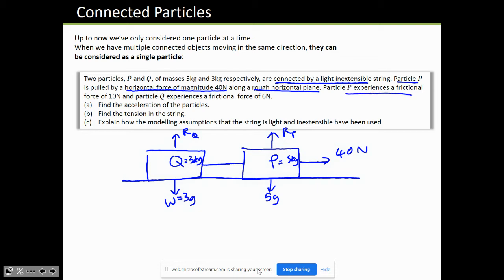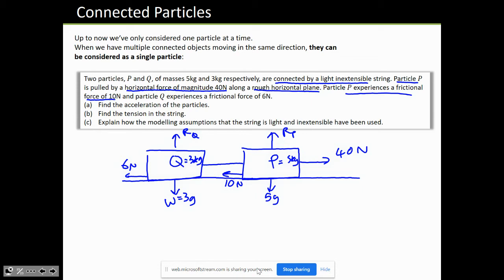P experiences a frictional force of 10 newtons. So that means we have a friction here of 10 newtons opposing the pulling force. And Q experiences a frictional force of 6 newtons. So we have 6 newtons friction in this direction from here.